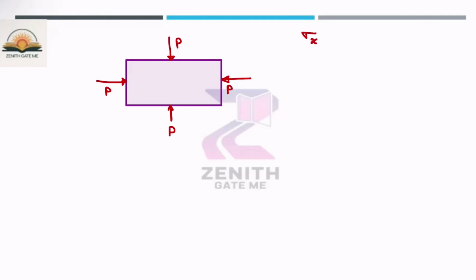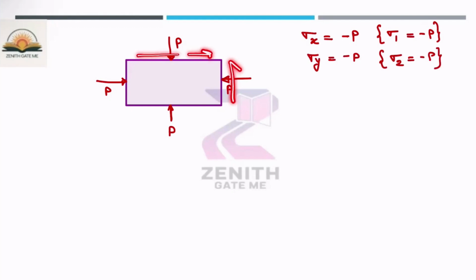So from this diagram, if I want to write down the sigma x value, it is minus P. Sigma y is also minus P. Or you can also write sigma 1 is nothing but minus P, and sigma 2 is nothing but minus P. Why? Because there is no shear component of stress acting on this particular square plate. Now, no shear stress means the tau value will be 0.